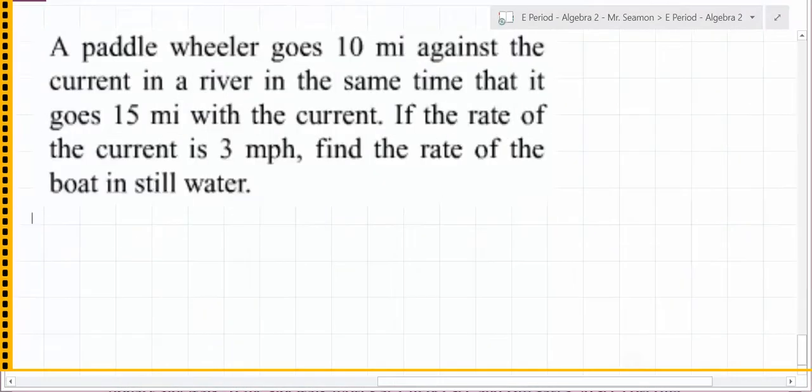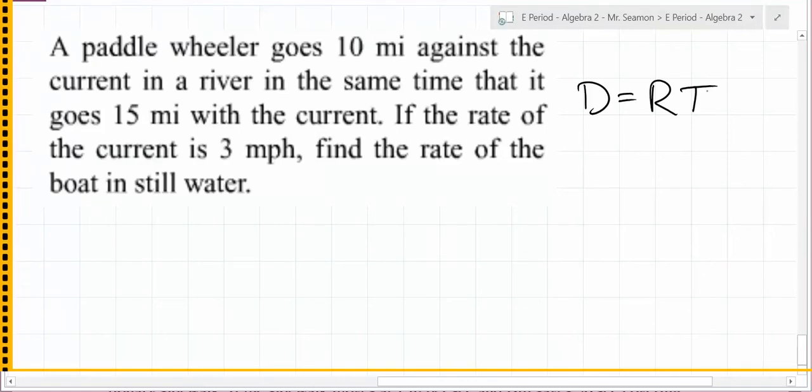Good. What relationship are we going to be working with here? What's the relationship between distance, time, and rate? D equals R times T. That's the core relationship here. So this problem says you have a trip going one direction up a river, and then you go back the same way. The paddle wheeler goes 10 miles against the current, which means the current is working for or against the boat. If you're going upstream, is the current helping or hindering? Hindering. And then it goes, in the same time, 15 miles with the current. If the rate of the current is 3 miles per hour, find the rate of the boat in still water.